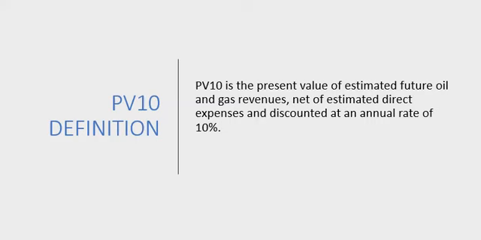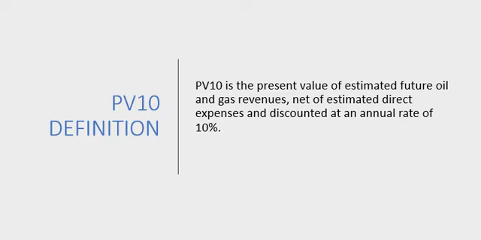Let's give a breakdown on PV10. I've had some questions about it. So what is PV10? PV10 is the present value of estimated future oil and gas revenues net of estimated direct expenses and discounted at an annual rate of 10%.